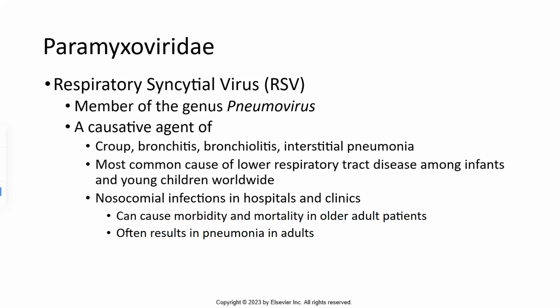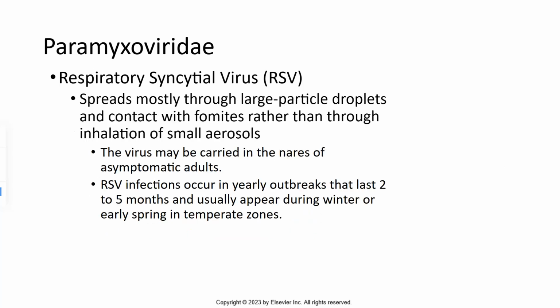Respiratory syncytial virus. Members of the genus Pneumovirus. Causative agent of croup, bronchitis, bronchiolitis, interstitial pneumonia. Most common cause of lower respiratory tract disease amongst infants and young children worldwide. Nosocomial infections in hospitals and clinics can cause morbidity and mortality in older patients, often resulting in pneumonia in adults.